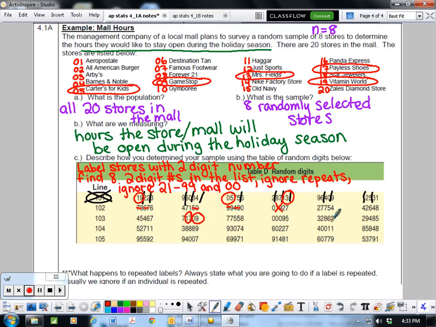32, 86, 32, 94, 85, 52, 71, 13, which I already had, 88, 89, 93, 7. So here's the number 7. And then 46, and then the number 2. So I'm down to 7. I need one more store. Let's see, that was number 2, and then 27, and then 40, and then 01.